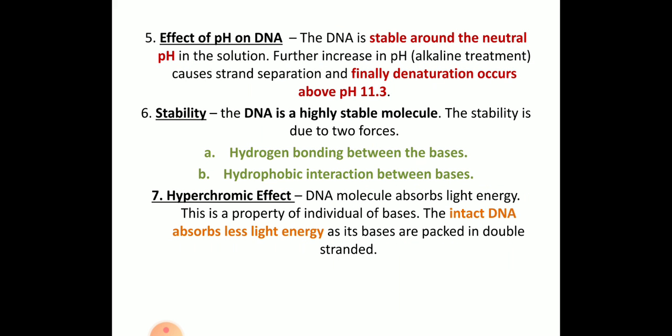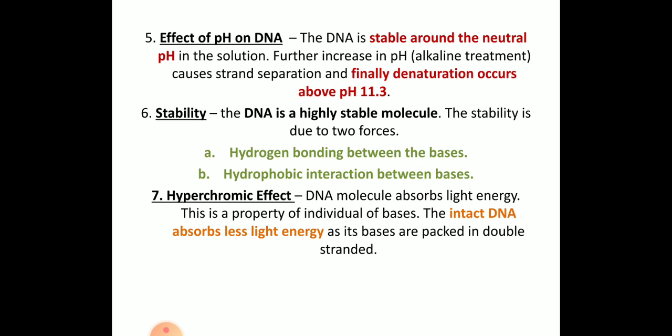And the effect of pH on DNA: denaturation occurs at around 11.3 in alkaline condition, so the stability has to be maintained. And along with that, the hydrogen bonding and hydrophobic bonding are very important.